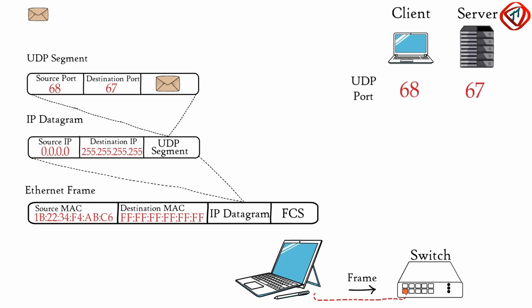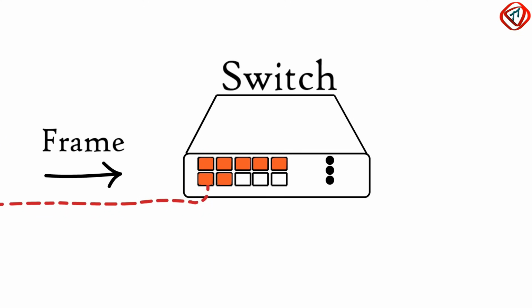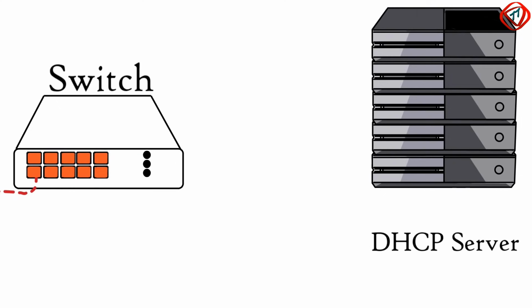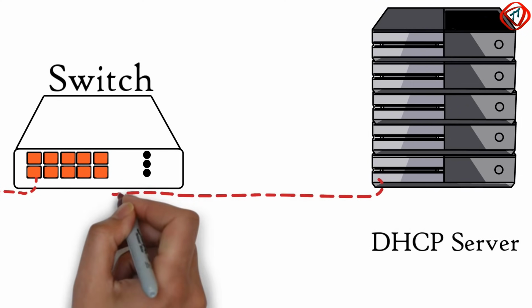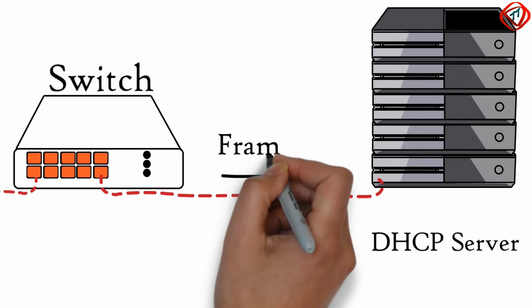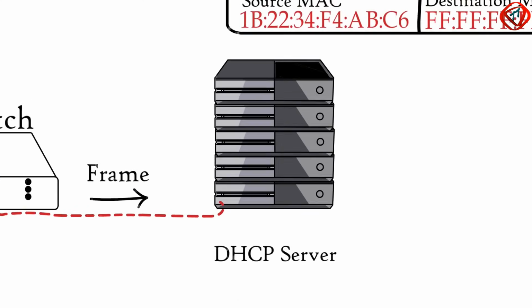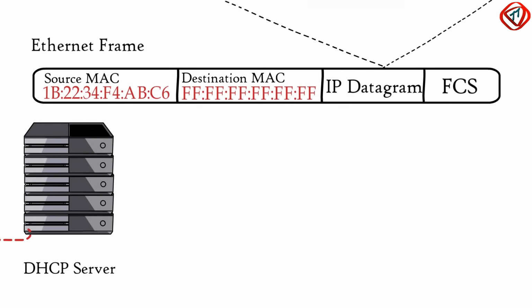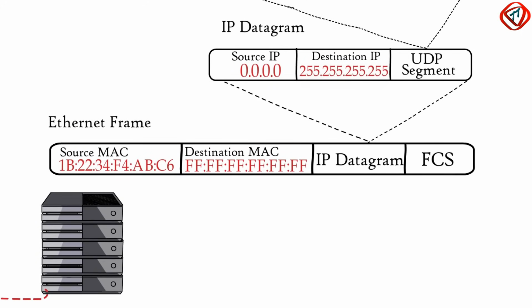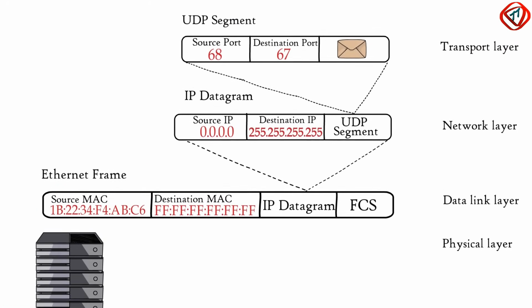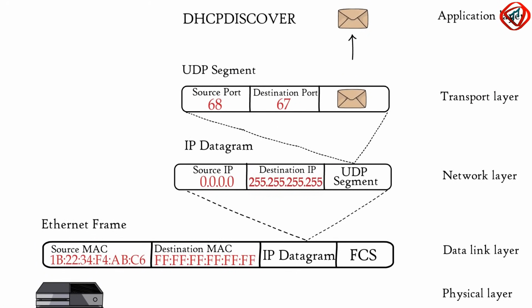The switch receives the frame and checks the destination MAC address. Since it is a broadcast MAC address, the switch transmits the frame to all of its ports. The DHCP server is also connected to one of its ports, so it receives the transmitted frame. On receiving the Ethernet frame, the DHCP server extracts the IP datagram from it. The broadcast destination IP address indicates that the IP datagram should be handled by the upper layer protocols. So, the UDP segment is extracted from it, which then provides the discover message.